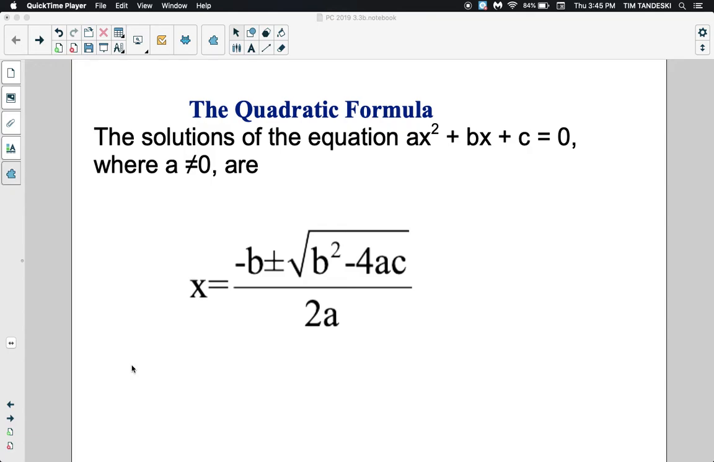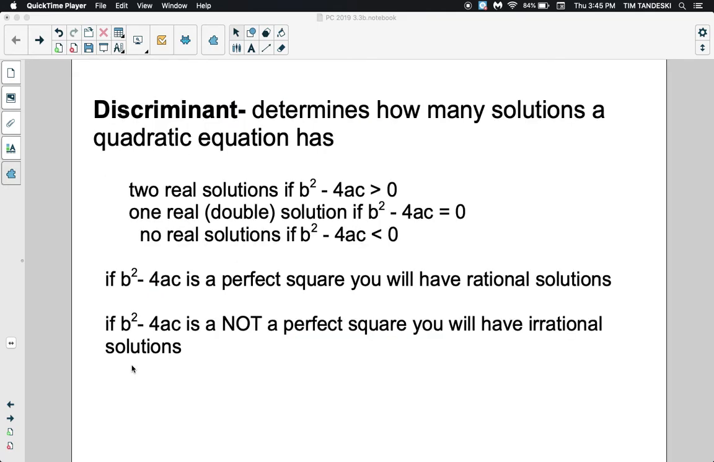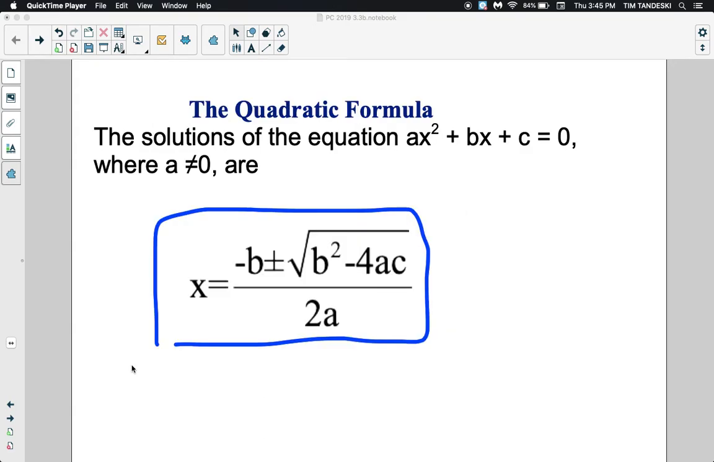So the quadratic formula is x equals the opposite of b plus or minus the square root of b squared minus 4ac all over 2a. Write that down in your notes, so hopefully you can memorize it. So the quadratic formula has what we call the discriminant. If I back up, this b squared minus 4ac tells us a lot about what kind of solutions we're going to get.